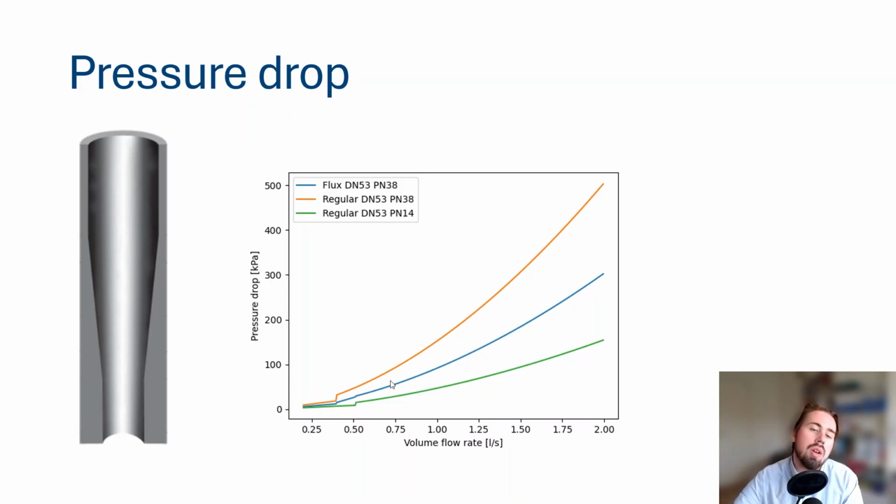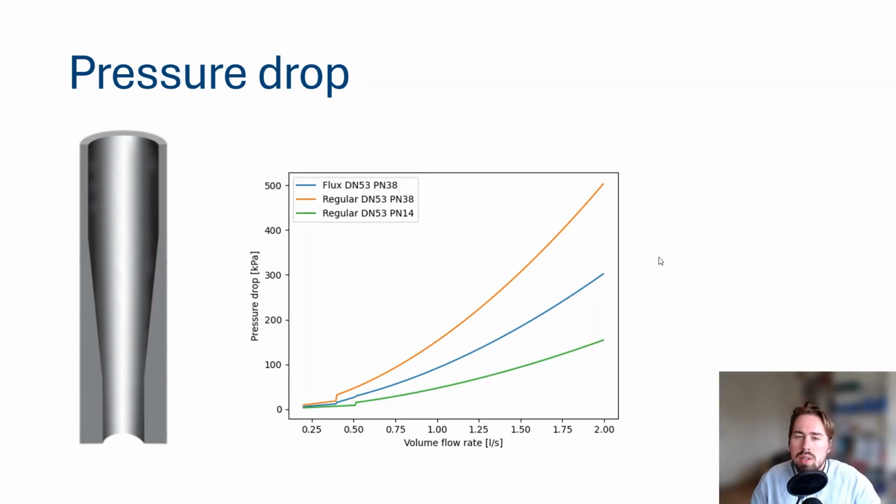It will be 100% turbulent when also the first section of the regular pipe, the first section of this conical probe, is also turbulent. And as you can see, for all flow rates, the pressure drop of the flux pipe is better than for the regular PN38 probe.